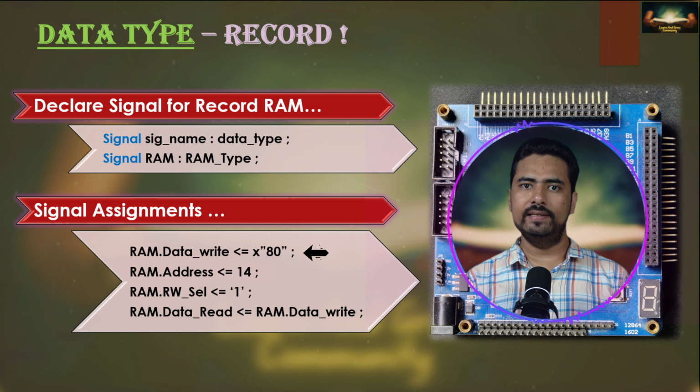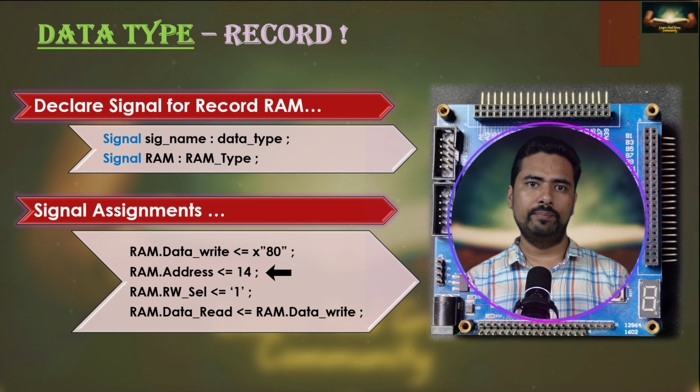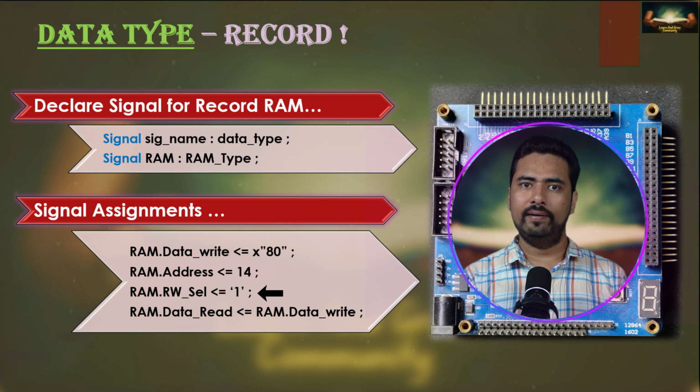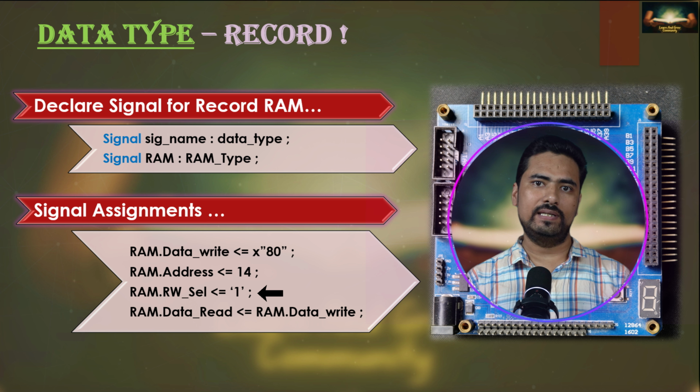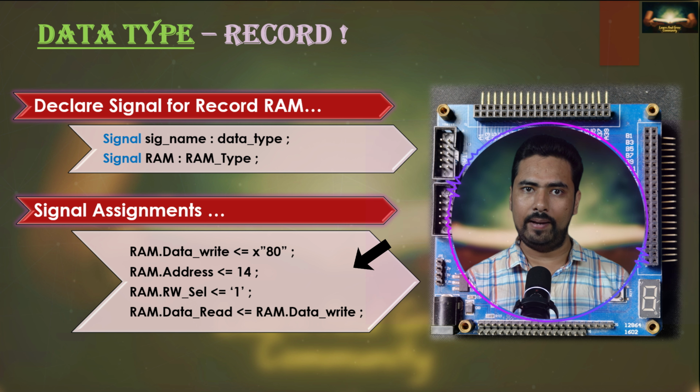For example, first is ram.data_write <= x"80"; This statement will assign the hex 80 value to the data_write pin of the RAM signal. Same, to access the RAM address, simply write ram.address <= 14; So the address 14 will be selected for action. The next example is rw_select. So write ram.rw_select <= '1'; This signal will tell that I am going to write to the RAM. Simple, right?